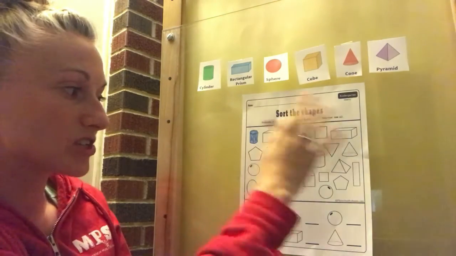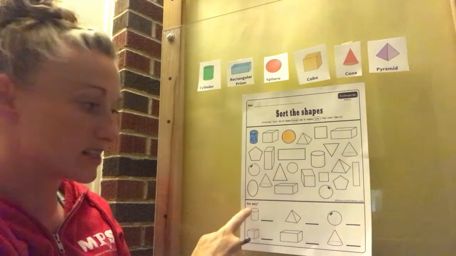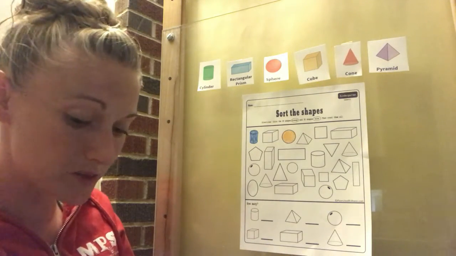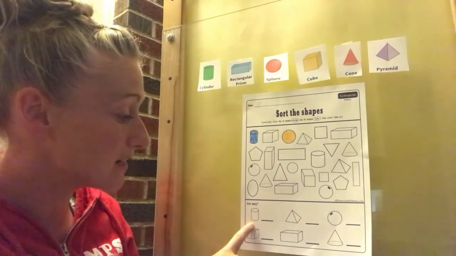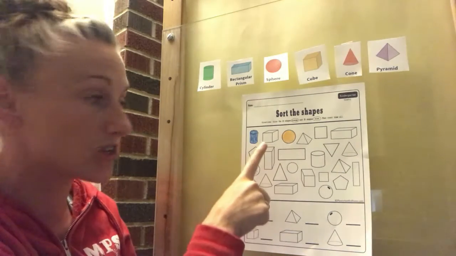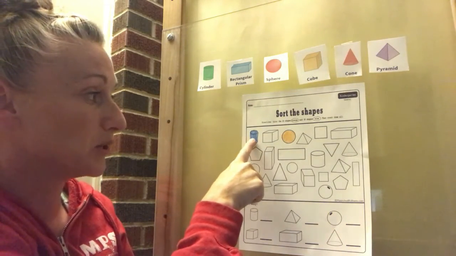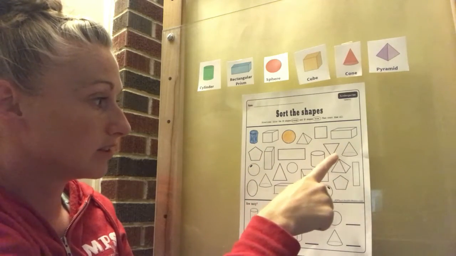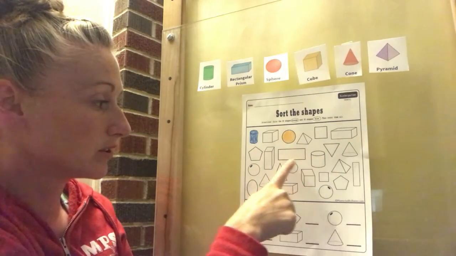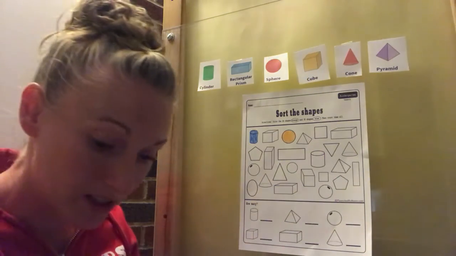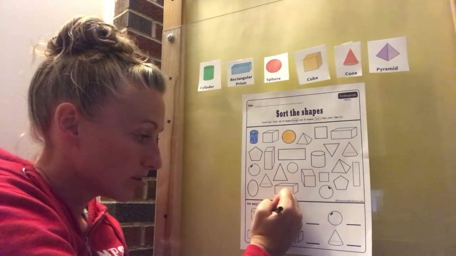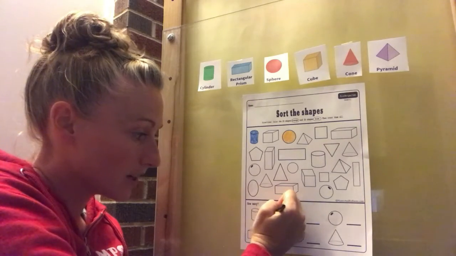And once I finish coloring all of it, at the bottom here it says how many. And the first one it says how many, and this shape is a cylinder. So how many cylinders? So I'm gonna go back to my picture and I'm gonna count. How many do I see? 1, 2. All right, so I see 2. So I'm gonna write the number 2 here, okay?